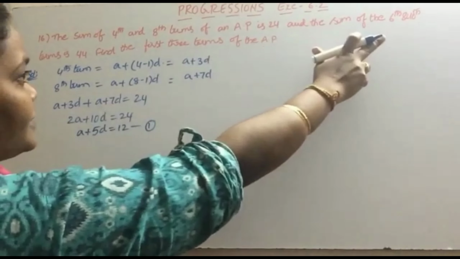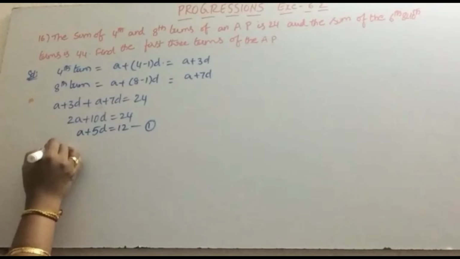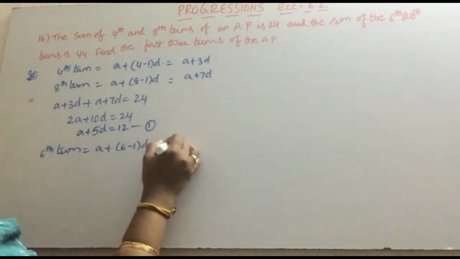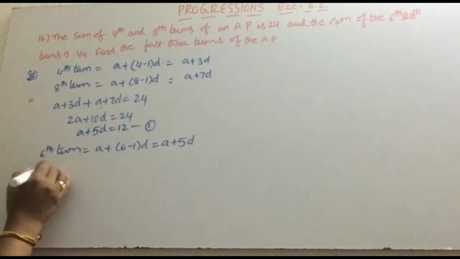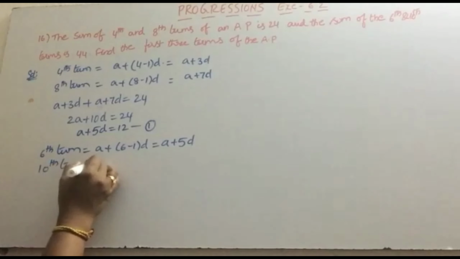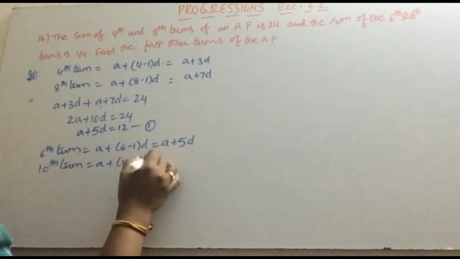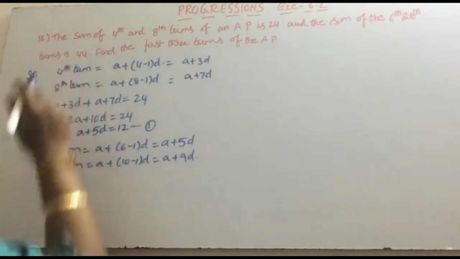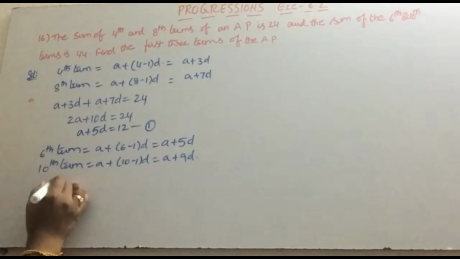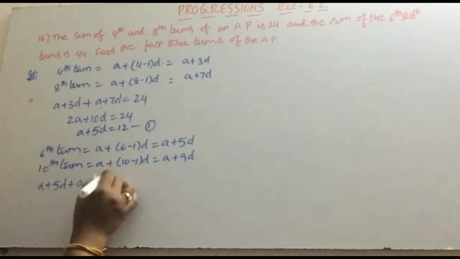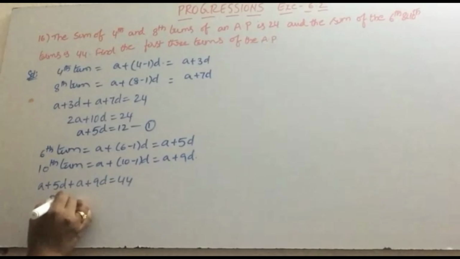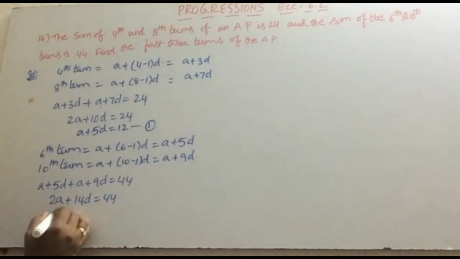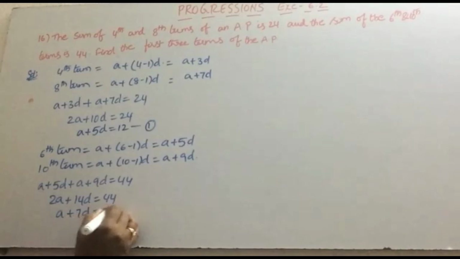And next, the sum of the 6th and 10th terms. The 6th term is equal to a plus (6 minus 1) into d, that is a plus 5d. The 10th term is equal to a plus (10 minus 1) into d, that is a plus 9d. So the sum of these two terms is 44. So a plus 5d plus a plus 9d is equal to 44. So 2a plus 14d is equal to 44, a plus 7d is equal to 22.